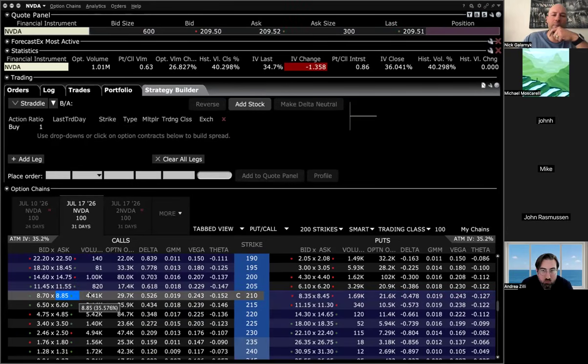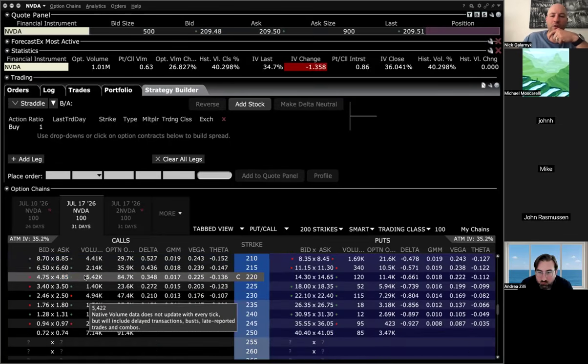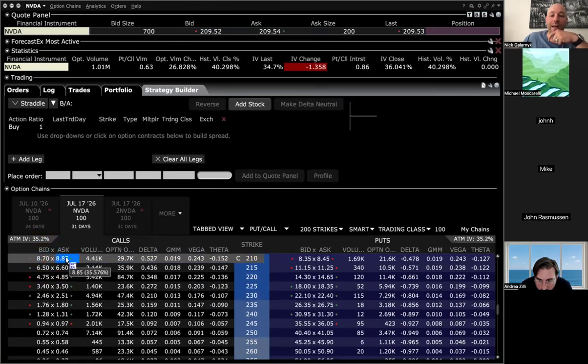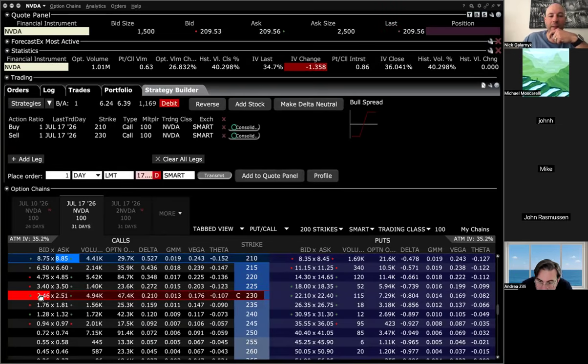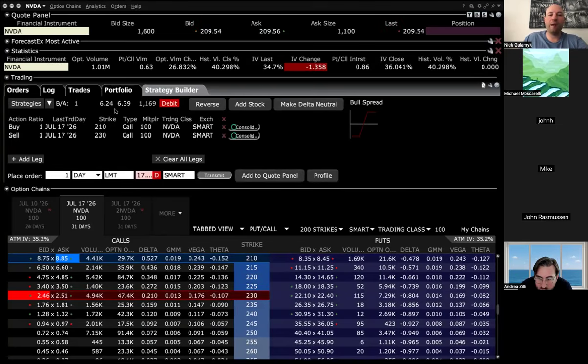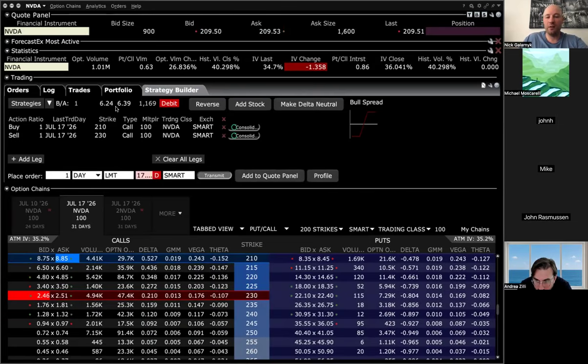So here you can look at, for example, let's say we said, okay, I think it's going to 230 by expiration. I can buy this call option, the 210 strike price, and sell the 230 strike price call option against it. Now my cost basis goes down to about $6. Now I'm risking 6 and change to make a maximum profit of, 230 minus 210 is 20, minus 6 is 14. I'm risking 6 to make 14. And this is kind of the way you've got to think about your trade structure.